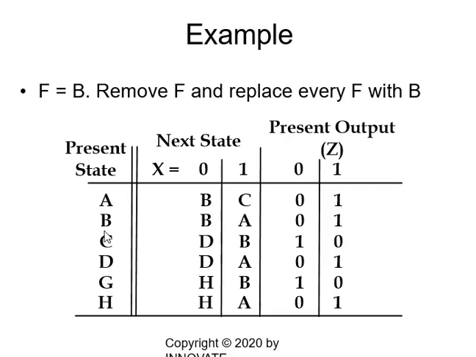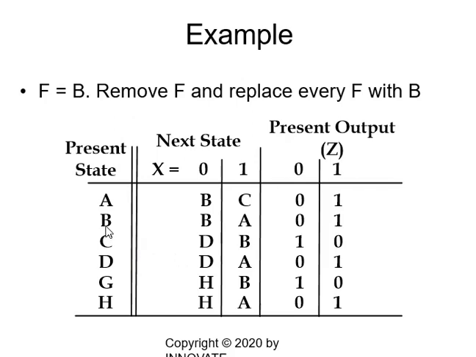Let's look at B and D. B at x equals 0 will remain in B, and at x is 1 we will go to A. D, on the other hand, at x equals 0 will remain in D, and at x is 1 we will go to A.